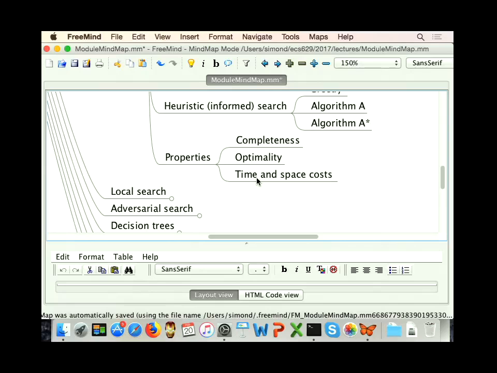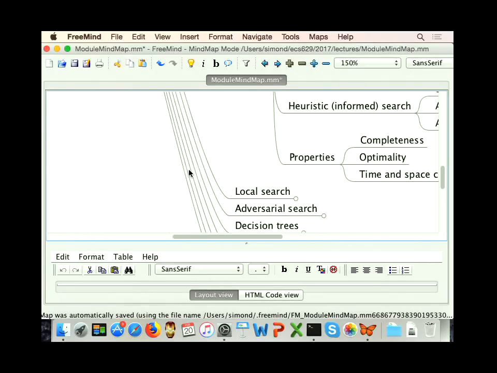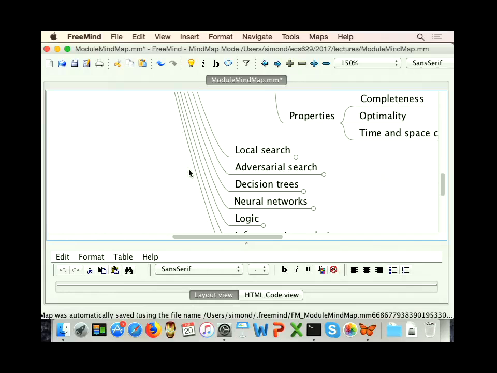Okay, any questions on path search? So that was topic 3. We're a quarter of the way through, no, well actually 30% of the way, I should say. 12 weeks, but we're only doing 10 topics.